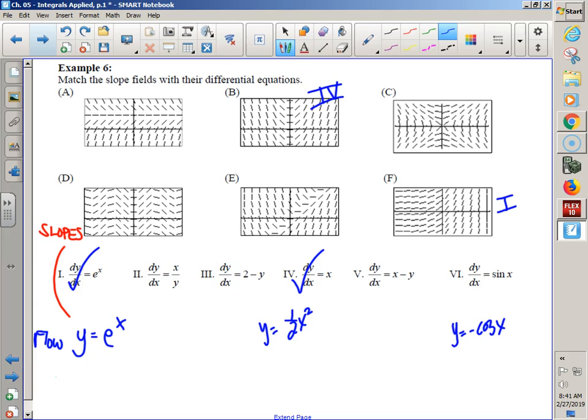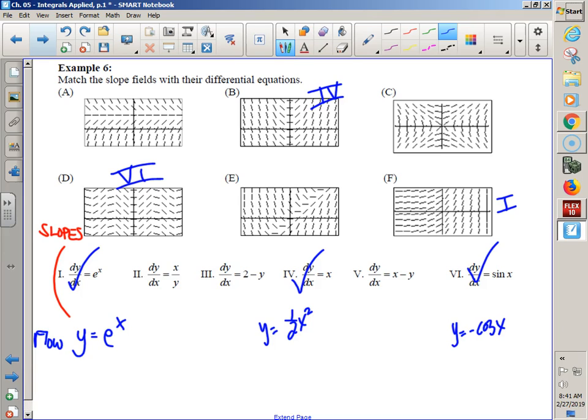Anybody see a negative cosine? Yeah. We like these ones. They're kind of easy to pick out. Okay. We've gotten rid of 3. We have 3 left.